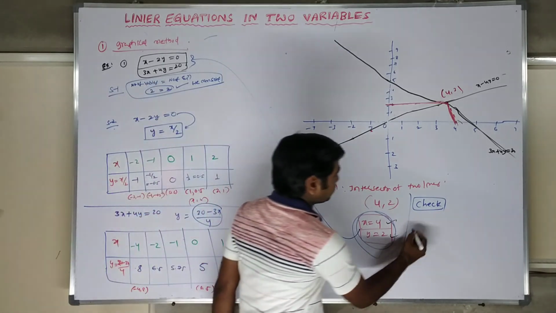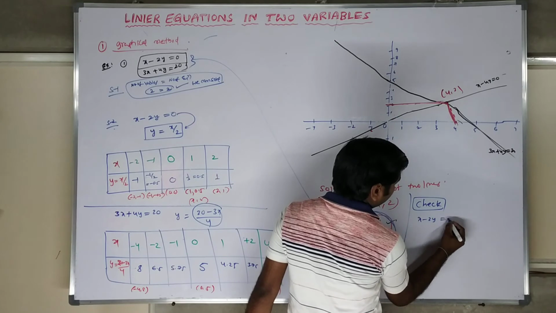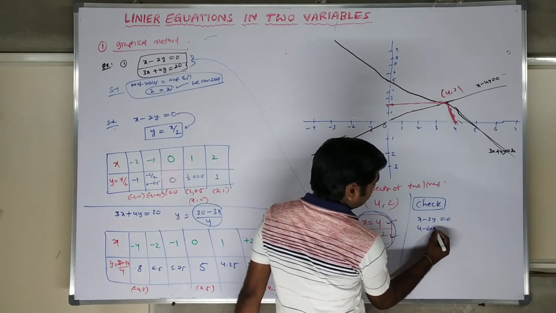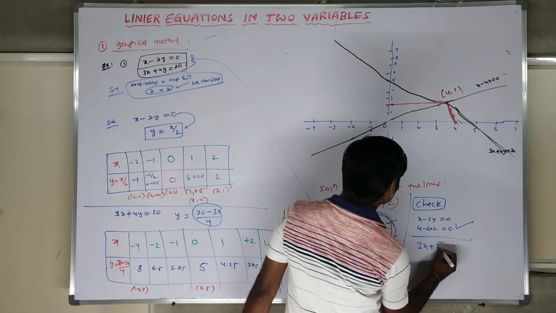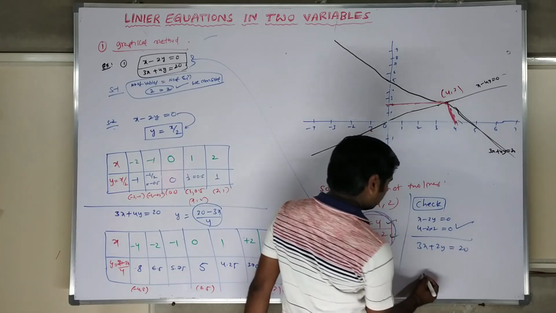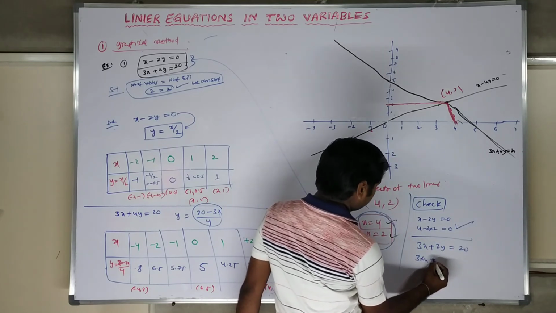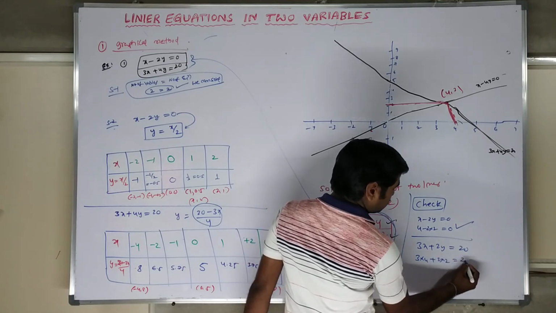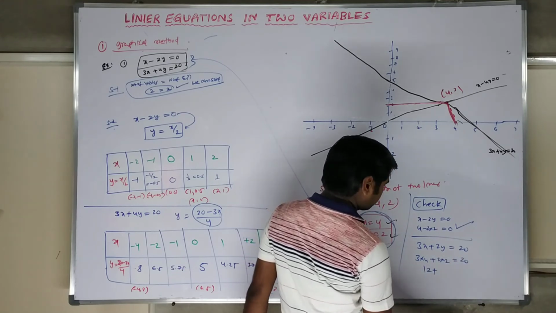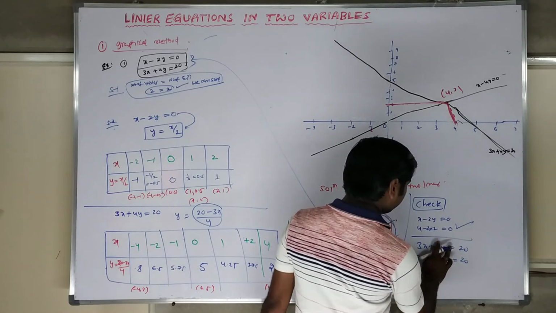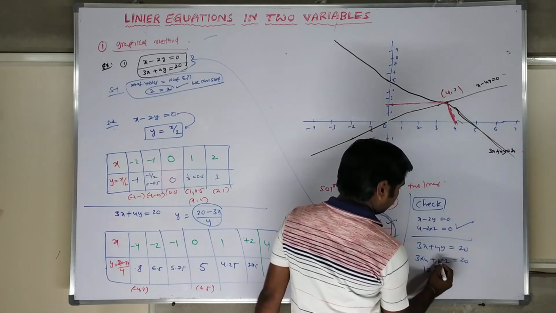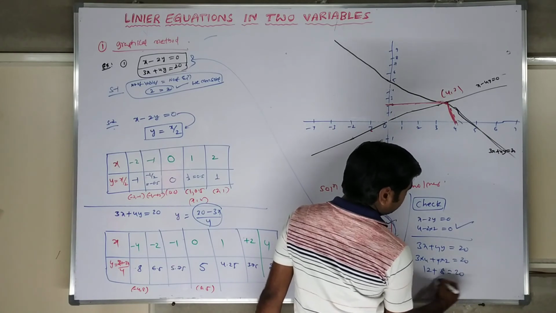So x minus 2y is equal to 0. Checking it out: 4 minus 2 into 2, 4 minus 4 is 0, it is okay. Next the other one, 3x plus 4y is equal to 20. So 3 fours are 12, plus 4 into y. 4 into 2 is 8. So 12 plus 8, 20 is equal to 20, satisfied.